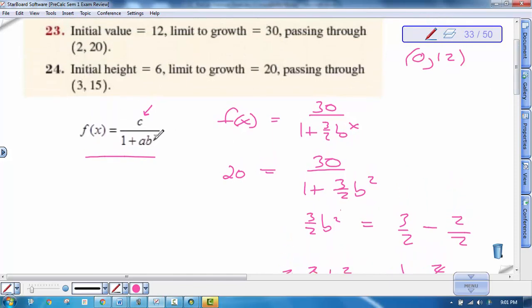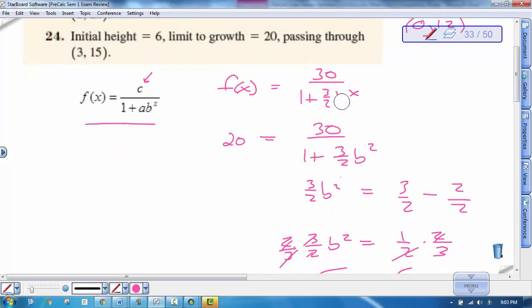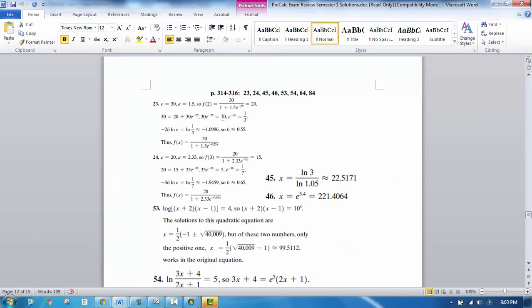We don't want the negative. So my final answer is what I get if I plug in the square root of 1 over 3 for b. So there's my logistic function. Now I know our answers use the e formula, which you're more than welcome to do. Here's the work for that. You might want to double check that. You can use e here as well. I'm going to stick to this function here.